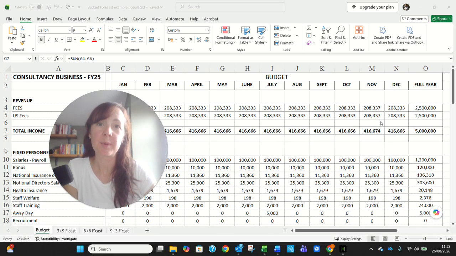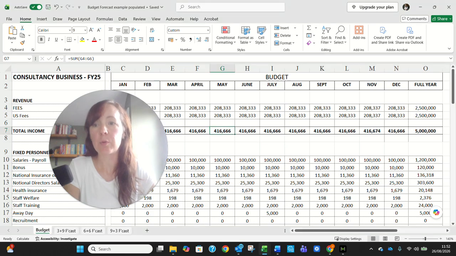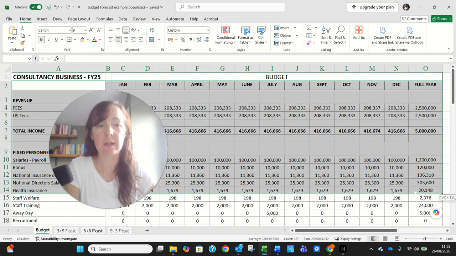What's the difference between a budget and a forecast? And also, why do you need both? Well, a budget is what you come up with as your expectation of what you think the next financial year is going to look like. So, for example, here we've got a whole 12 months worth of data. So, we're giving ourselves a view of what we think our next financial year is going to look like.